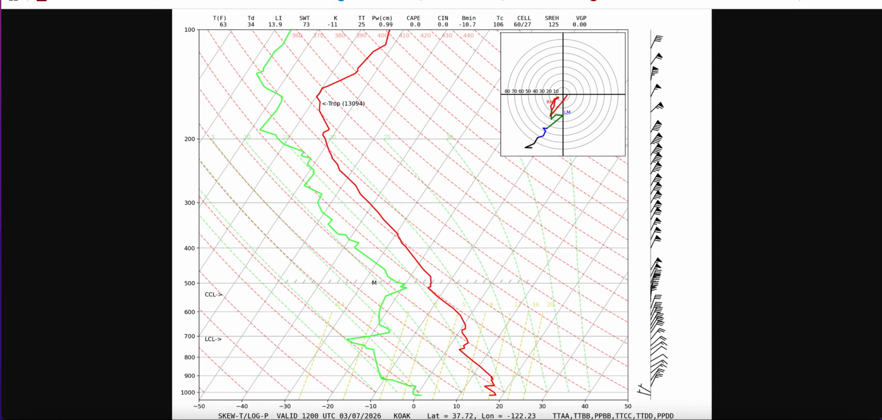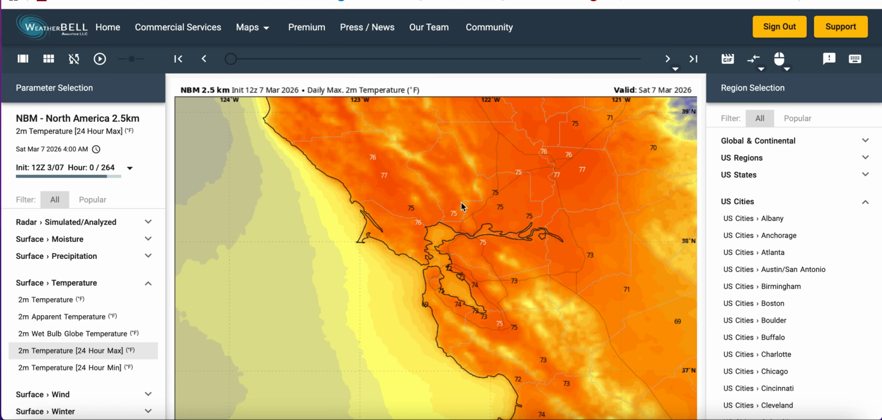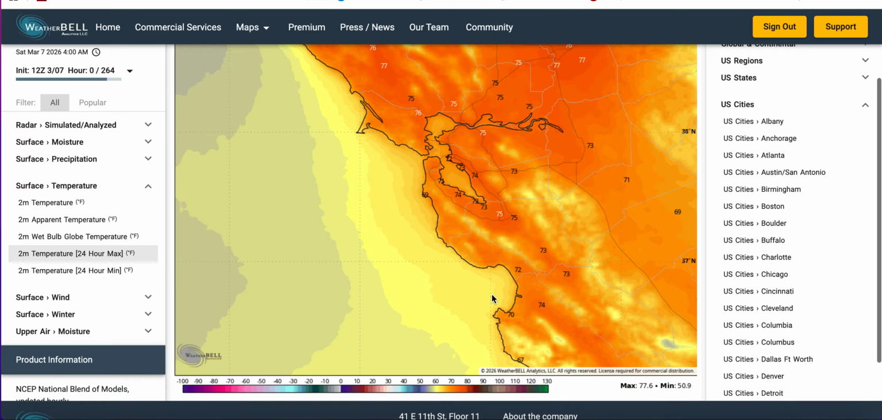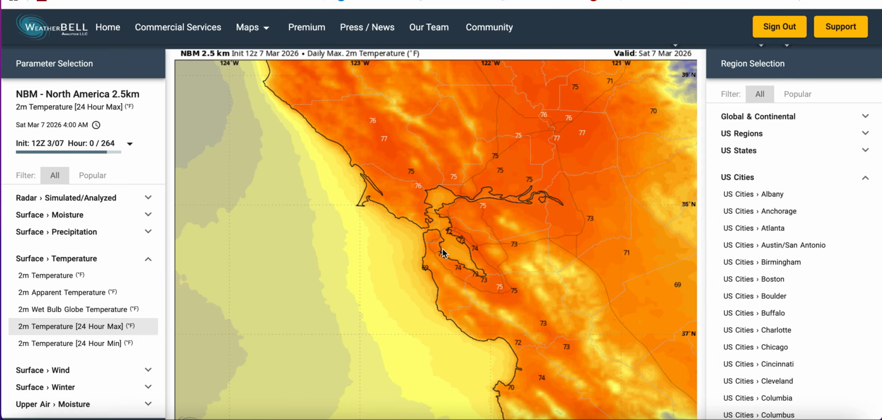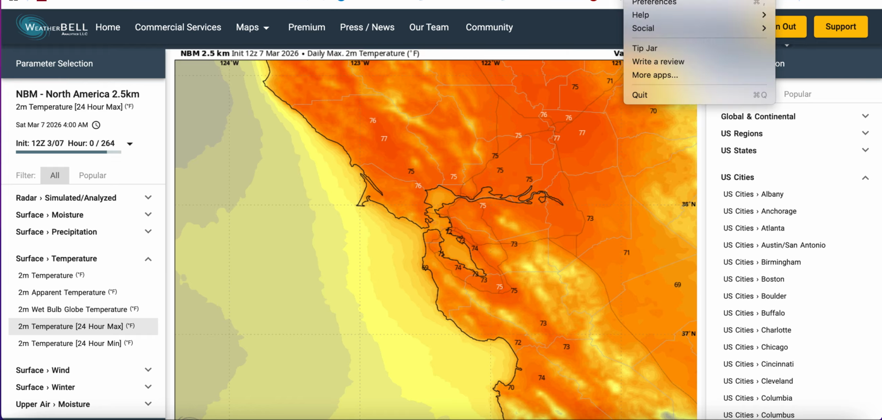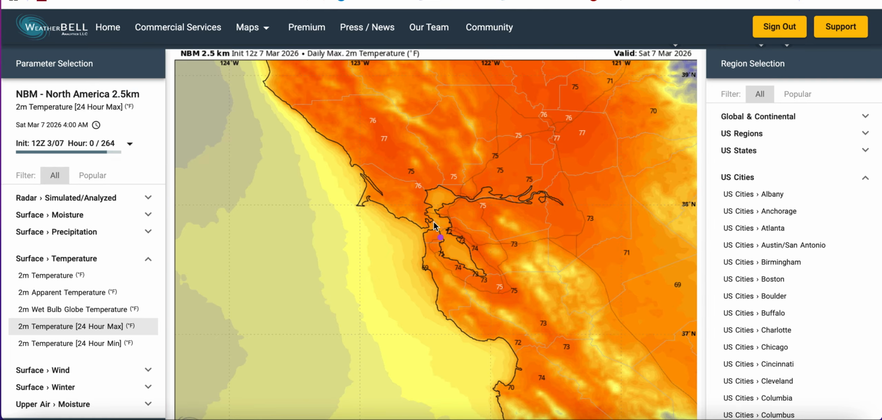And we're going to go on now to temperature guidance on the National Blend of Models. It takes all the computer model guidance we have and sort of blends it together. Forecast highs for the Bay Area today, mostly mid-70s. Some areas could be upper 70s, could be around 80. I would not be surprised if the warmest areas are right at the downslope side of some of these mountains that might get extra warming with the northeast winds.